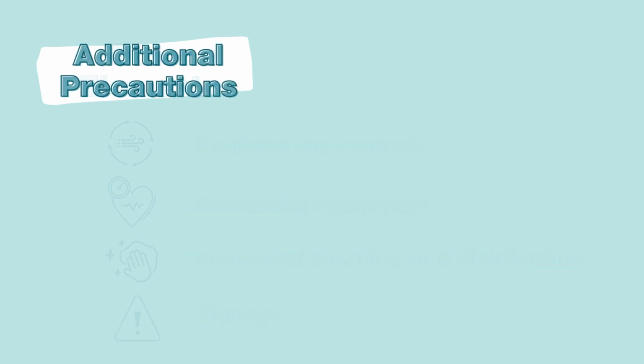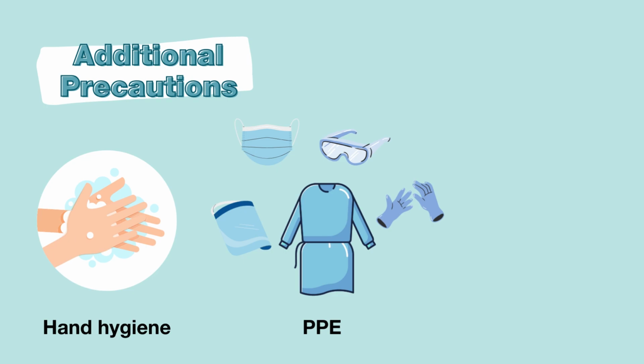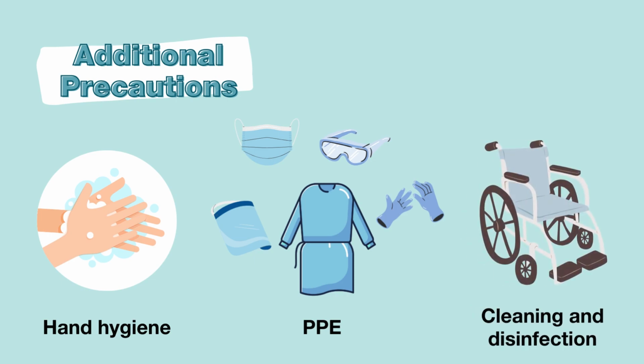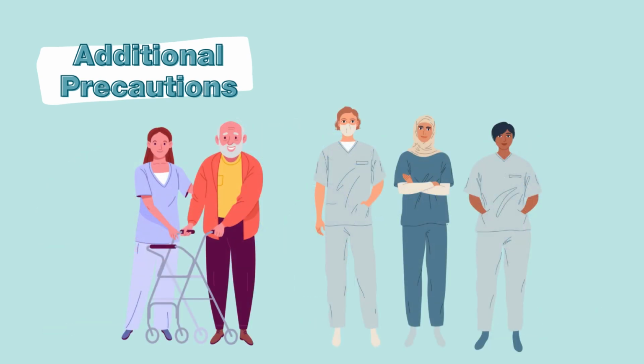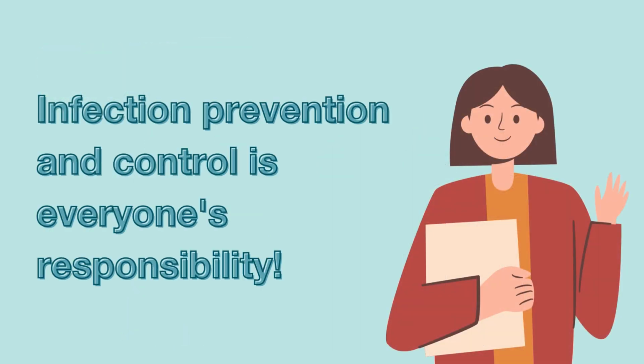Following simple and easy steps like performing hand hygiene, wearing personal protective equipment as determined by your point of care risk assessment, PCRA, and cleaning and disinfecting shared equipment will help to prevent and stop transmission of infections and keep yourself, the people you care for, and those you work with healthy. Infection prevention and control is everyone's responsibility.